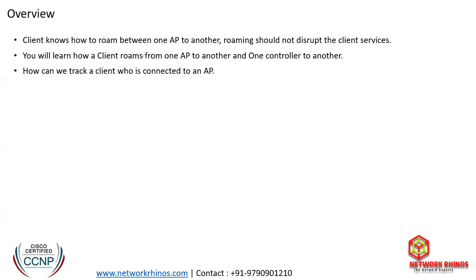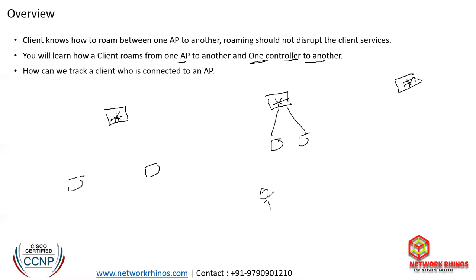You will learn how a client roams from one AP to another AP and from one controller to another controller. If I'm saying one AP to another AP, it means he is under the same controller, just traveling from one AP of the controller to another AP. If I'm saying one controller to another controller, it means he is traveling from one controller's AP to another controller's AP itself. Maybe the client was here in this place and he is traveling from here to some other place which is under the control of some other controller. In that case, what will happen?